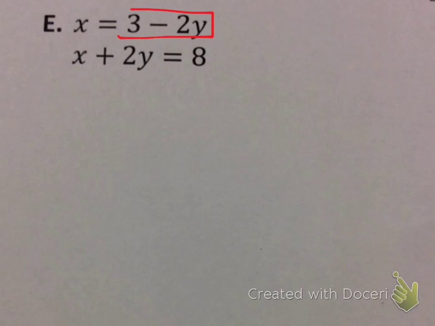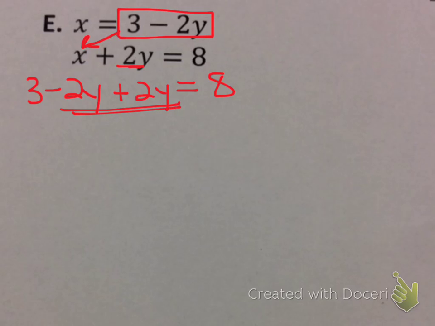So this is nicely set up for the substitution method: x equals 3 minus 2y. So we're going to take the 3 minus 2y and substitute it in place of the x. So we have 3 minus 2y plus 2y from right here equals 8. Now notice right there what happened. The negative 2y and the positive 2y cancel each other out to no y's at all, so 0. So we're left with 3 equals 8.